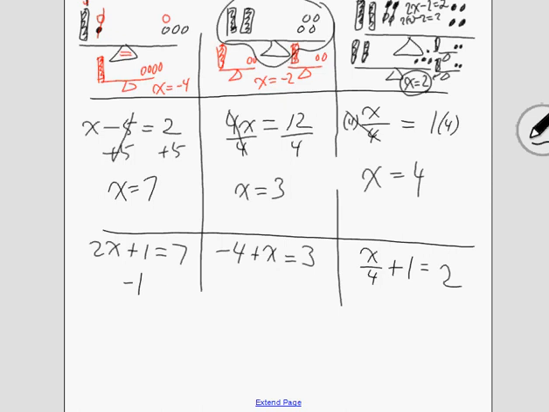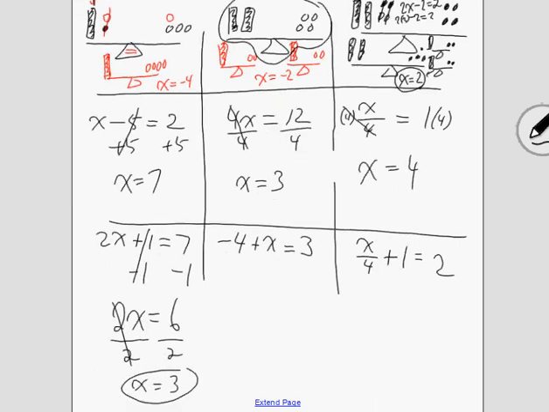So the first thing I'm going to do is subtract 1 from both sides. And I'm left with 2x equals 6. Right? By subtracting 1 from both sides, I get 2x equals 6. Next thing I would do is divide both sides by 2 because it's opposite to multiplying. And I'm left with x equals 6 divided by 2, which is 3. And if I go back and substitute it, 2 times 3 is 6. 6 plus 1 is 7. Yes, x has to have a value of 3.